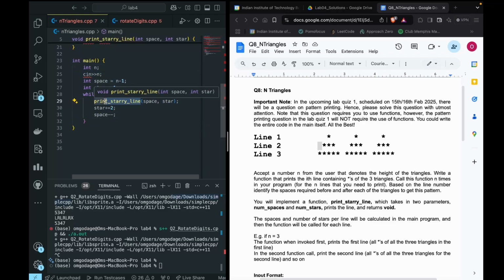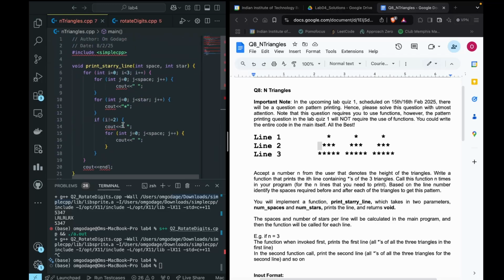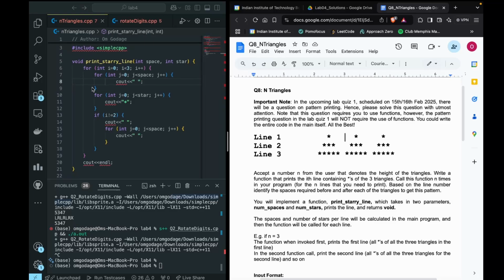So now printing the starry line will come inside this function over here. So you have gotten the spaces and the stars. Between two triangles there is the number of spaces, and one extra space over here. So you have to account for this when you're printing out the pattern. So there is a for loop which runs 3 times. This is to print each single triangle one by one.